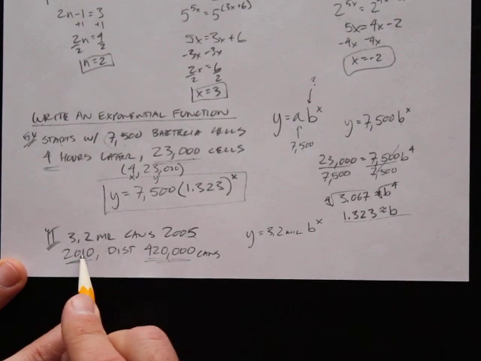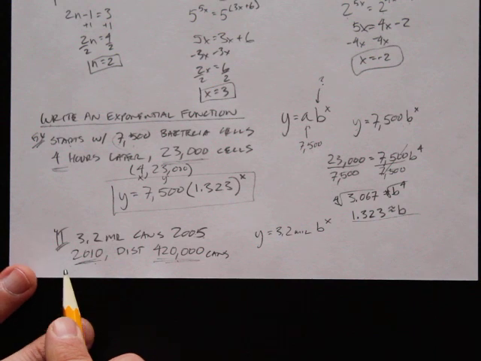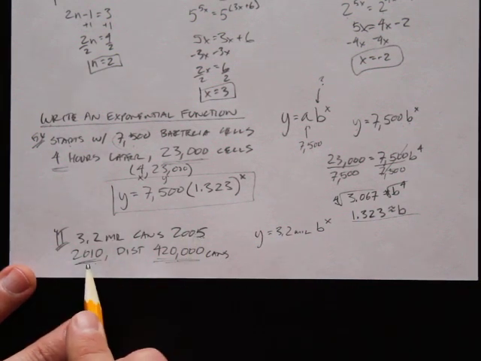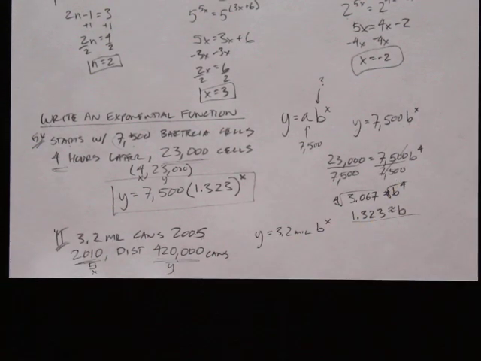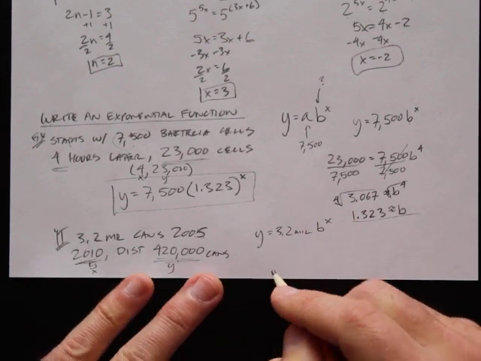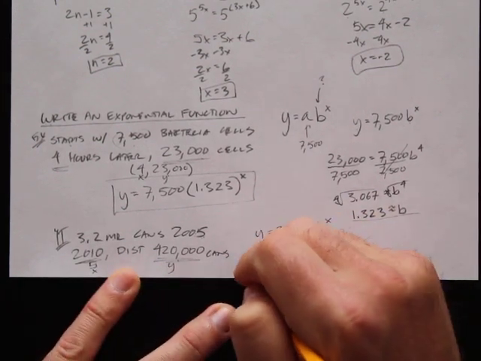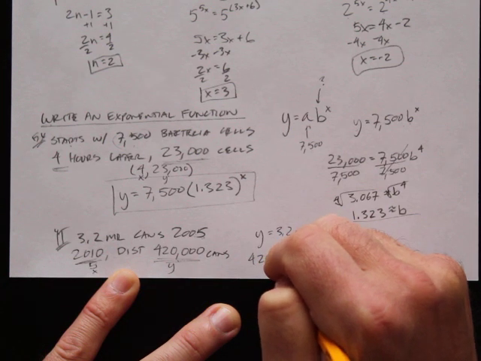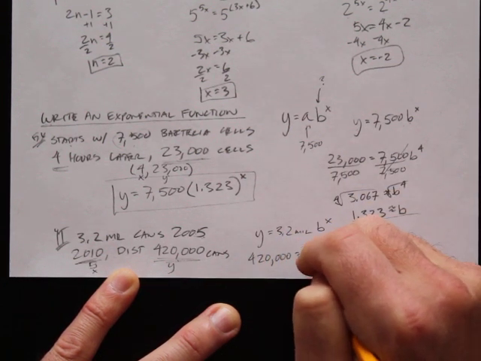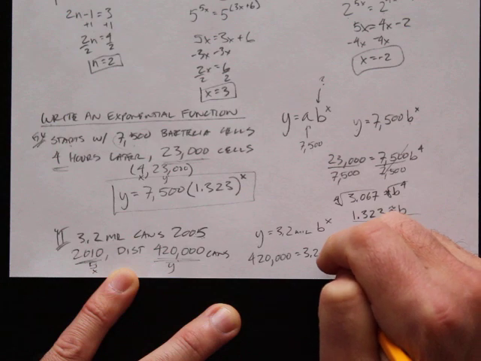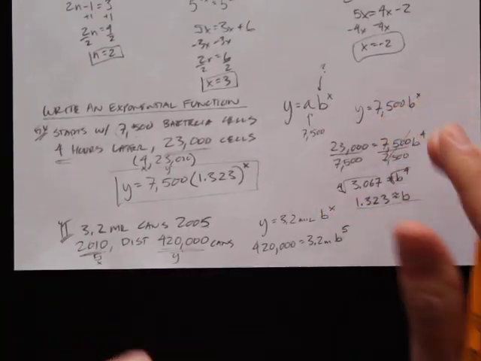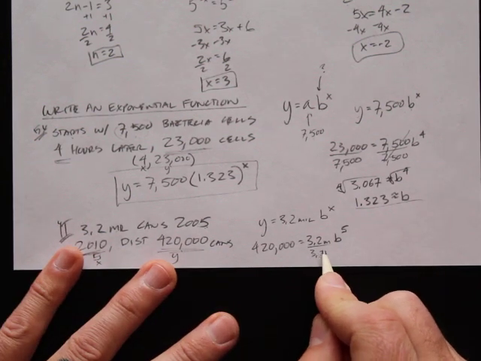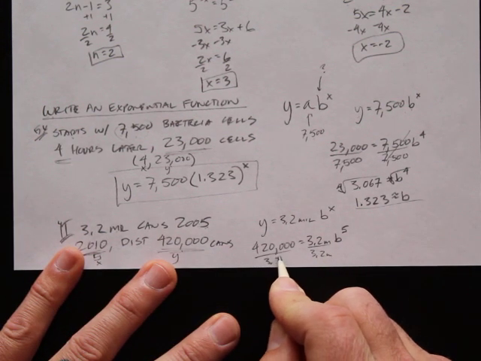Now, I don't use 2010 for x because I didn't start at 0. I started at 2005. So my x value is 5 and my y value is 420,000 cans. So I'm just going to plug in: 420,000 equals 3.2 million times b to the 5th power. So I divide both sides by 3.2 million.